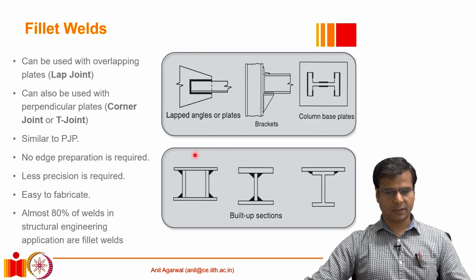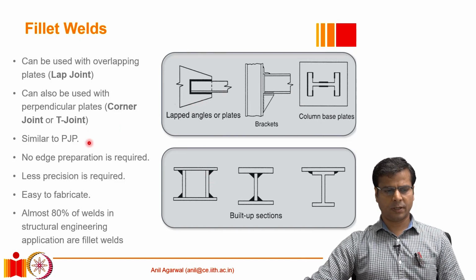It can be used in various geometrical configurations, such as a lap joint, a corner joint, or a T-joint. Here you can see some examples. Here there is a gusset plate and an angle is welded to the gusset plate. So the welds around this angle are all lap joints or fillets. Corner fillet is shown here, for example.